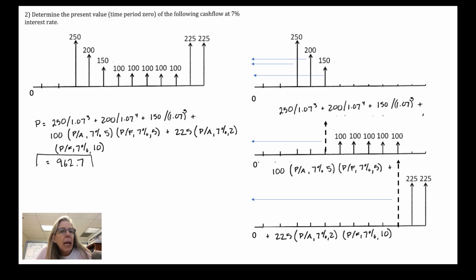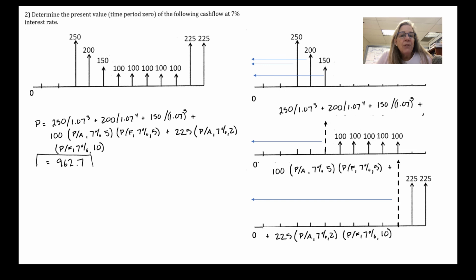In my calculations, I use 7%, but it's going to be the same if you use 6%. I also have a 7% table in my book, so I just put that all together, and the answer is 962.7.